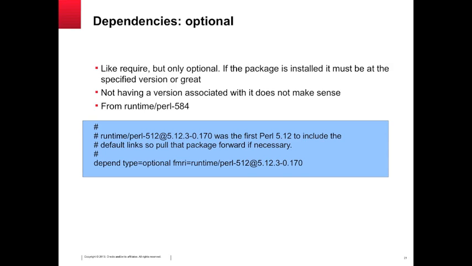Right, optional. This one's like a require, but it's optional. If the package is installed, then it must be at this version. If it's not installed, don't care. So, not having a version associated with this doesn't really make any sense, because if you don't have the version there, it's not going to work. So this one says, if we have Perl installed, it is going to have to be at this particular version. Yeah? If it just said, if Perl is installed, well, Perl's installed. It's not actually asking about the version. So it's saying, if Perl is installed, it must be at that version. Or creator. Yeah.